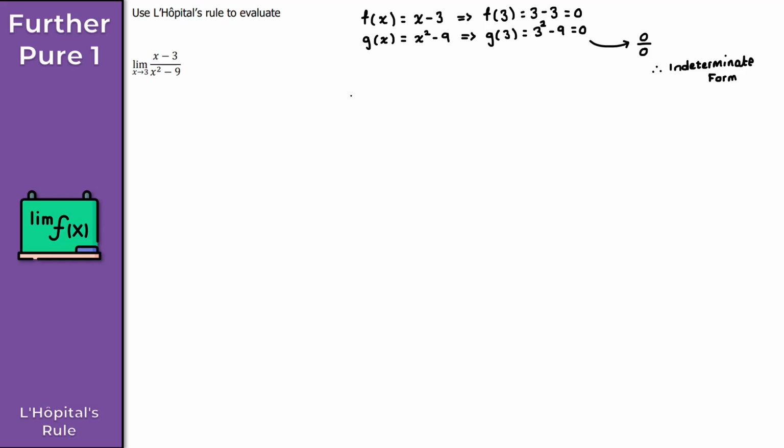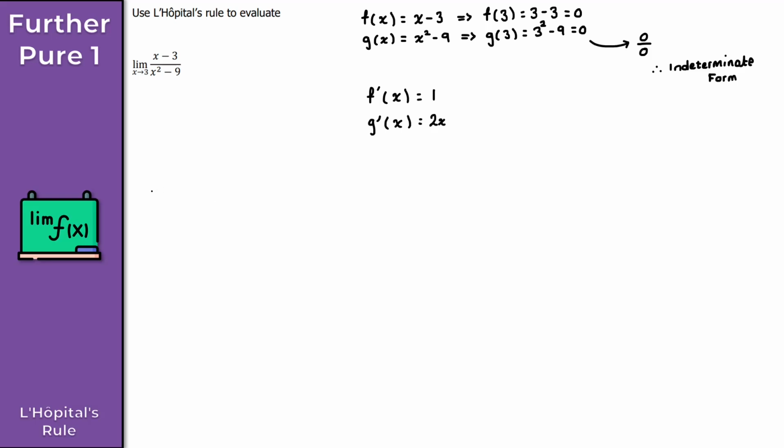So f prime of x would simply be 1. We get 1 for f prime of x. Doing the same for the function g, g prime of x would give us 2x. So we just get 2x there. Now at this point, I can see straight away that this will not be an indeterminate form. So what that means is we can now actually evaluate the limit.